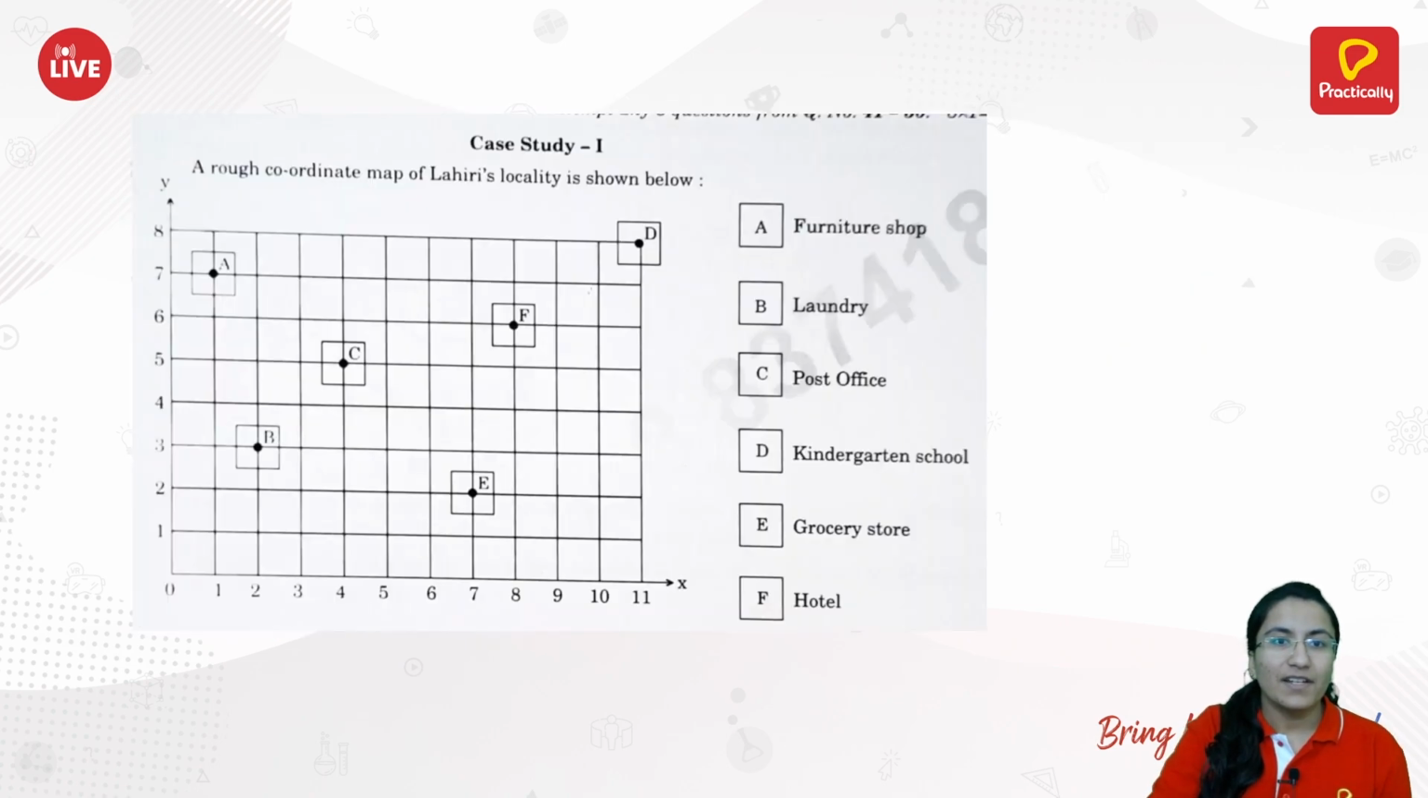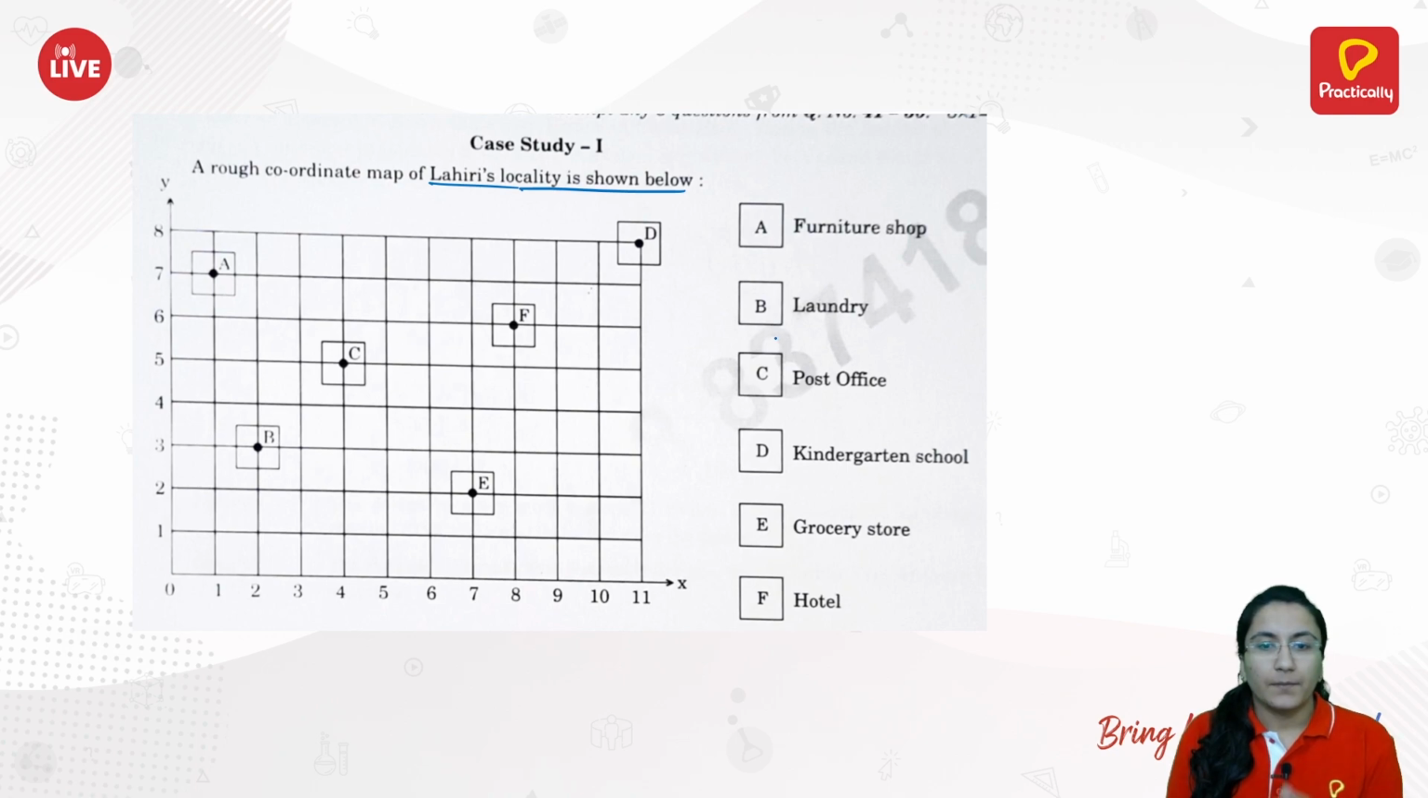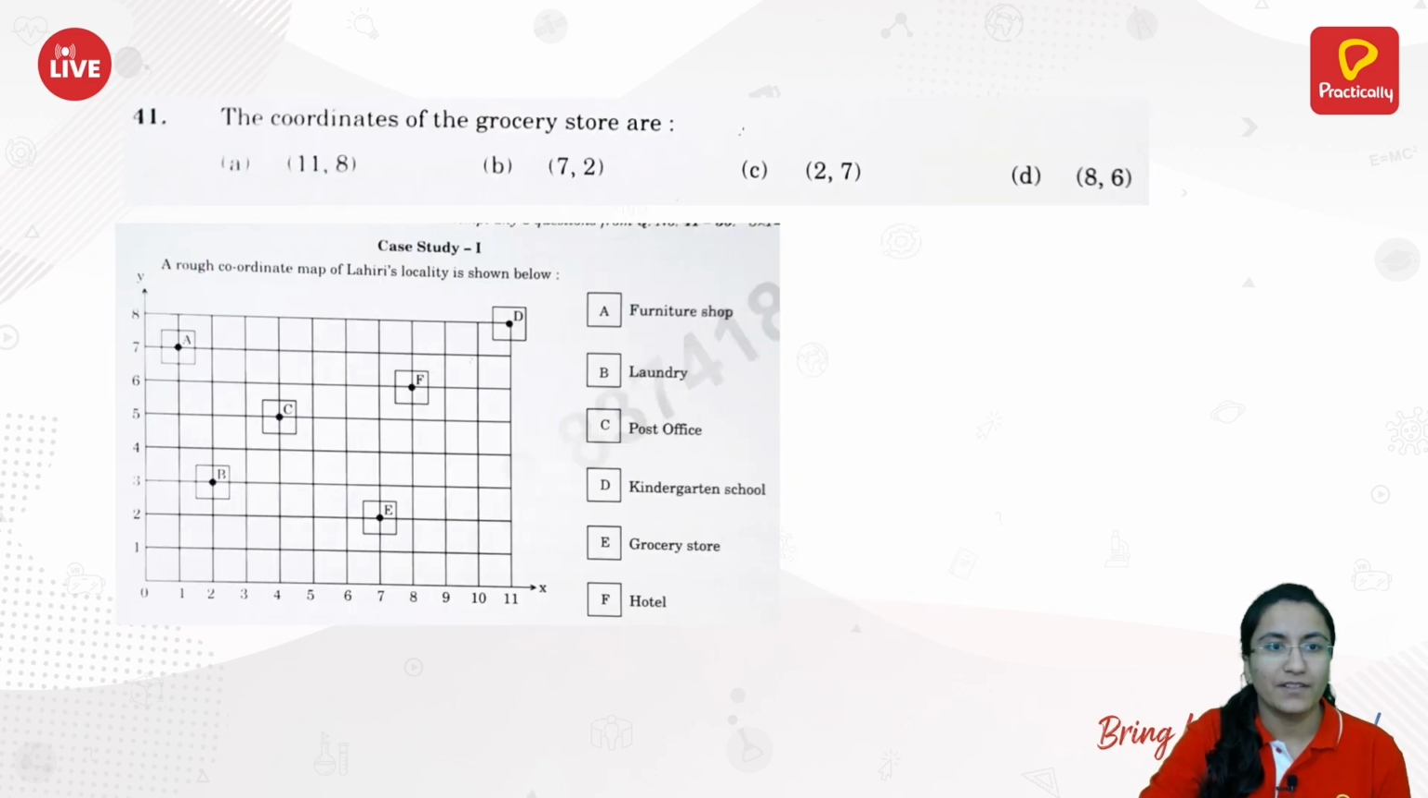Okay, next question here is a case study. The first 40 questions were your single correct questions. Now you have 2 case study based questions. Let's just see. We have a rough coordinate map of various localities shown below, A, B, C up till F, whatever each denotes is already given to you. Let's just see what questions we have based on this.